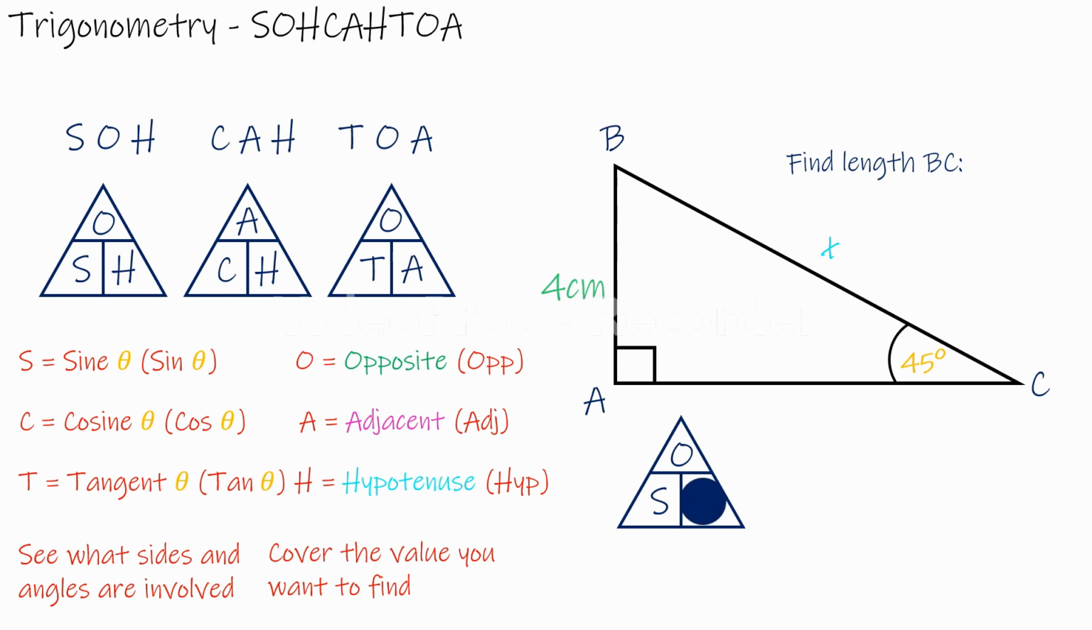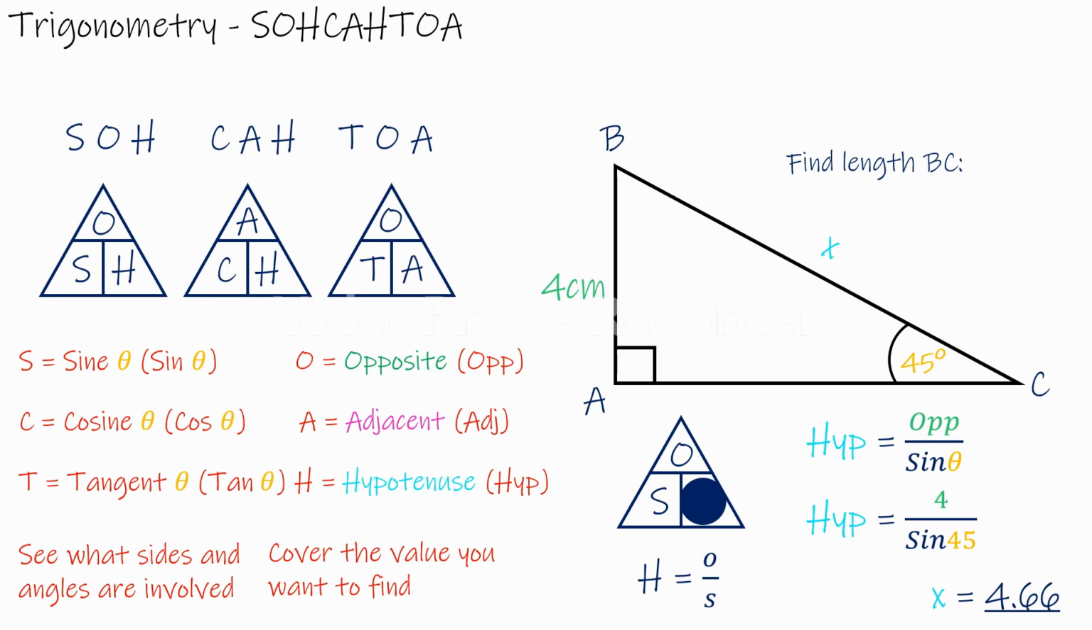The next step is to cover the value we wish to find. So here I have covered the hypotenuse, as the hypotenuse is x, or BC, which is what we want to find. By covering this, we get an equation which allows us to see that H, or hypotenuse, equals opposite over sin theta. Now, you can see that the opposite in the triangle is now over sin theta. We now need to simply substitute our values to get a nice equation. So we can say our hypotenuse equals 4 over sin 45. You simply want to type this into a calculator to get an answer of 4.66 rounded to 2 decimal places.